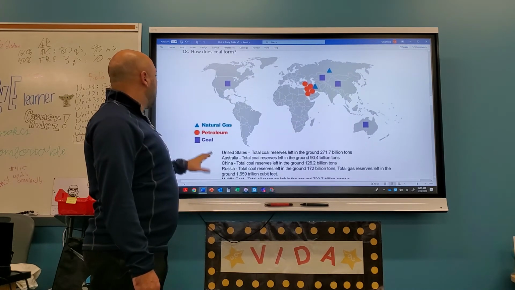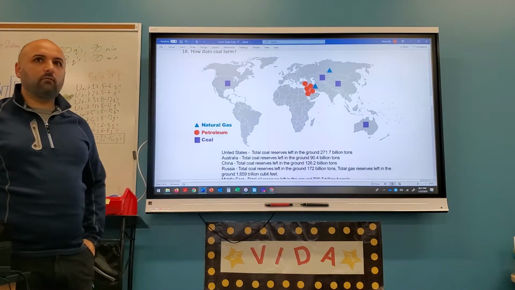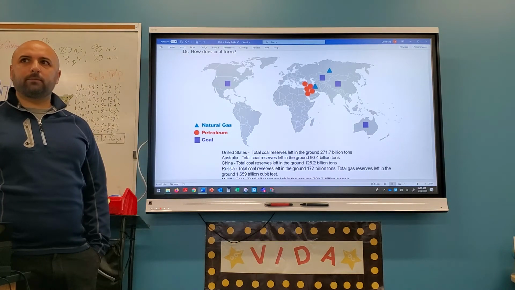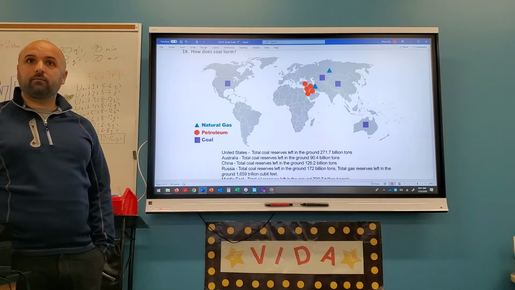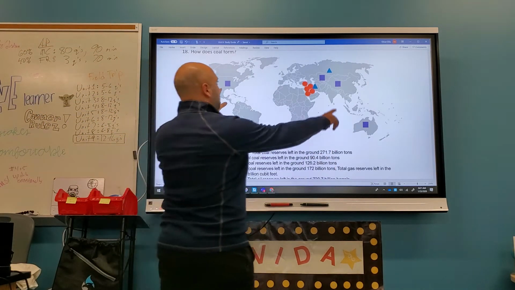Continuing here, looking at this, what does this graph show? Where do we get our source of energy from? Where do we find oil, like petroleum? In the Middle East, primarily. What about coal? In the United States and Asia. The U.S. and China are the big ones.